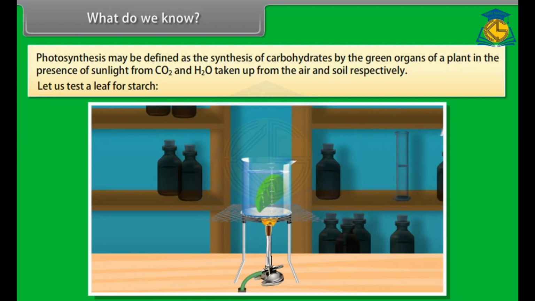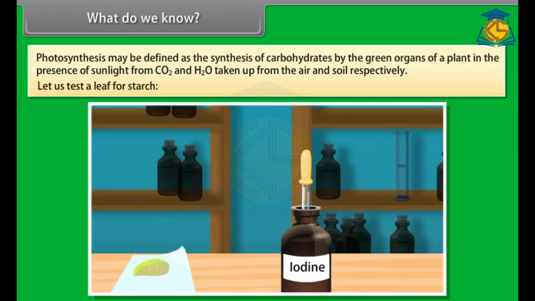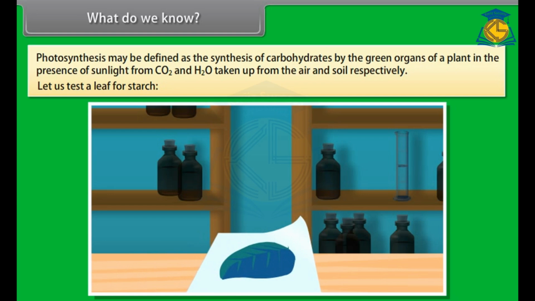Boil for 2 minutes. After that, place the boiled leaf in a boiling tube containing 90% ethanol. Now place the boiling tube in hot water until the leaf decolorizes. Now remove the leaf and wash it with cold tap water. Now spread the leaf on a white surface. Add a few drops of iodine solution on the leaf and the leaf turns dark blue in color, which indicates the presence of starch and also proves that photosynthesis occurs.